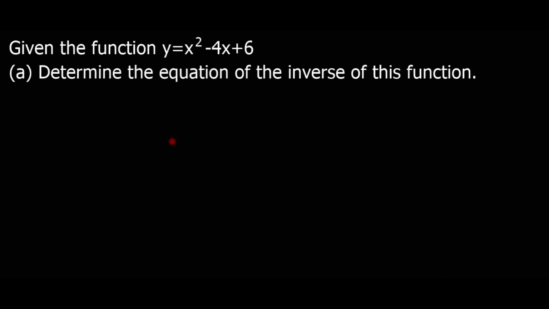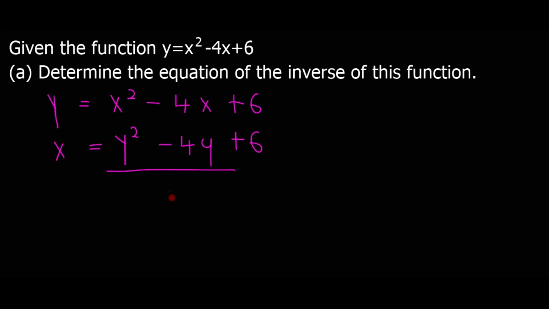This one here, determine the equation of the inverse of this function. Notice something: here we have y equal to x squared minus 4x plus 6. If we try to interchange x and y, we will have something very complicated, because here we will have x and then y squared minus 4y plus 6. And then from there we want to make y the subject of the formula. It will be very complicated.